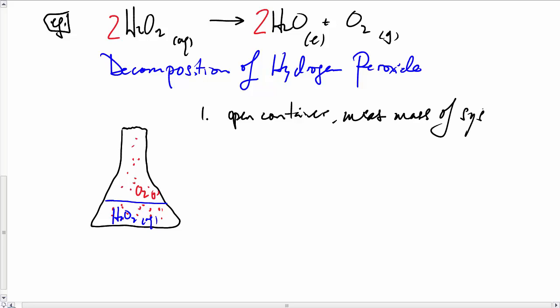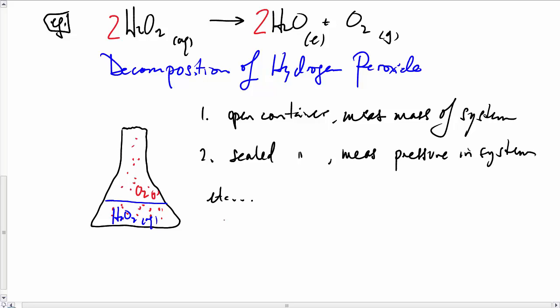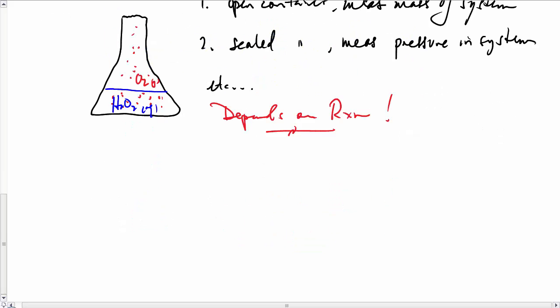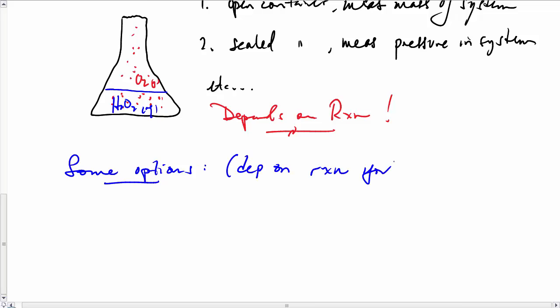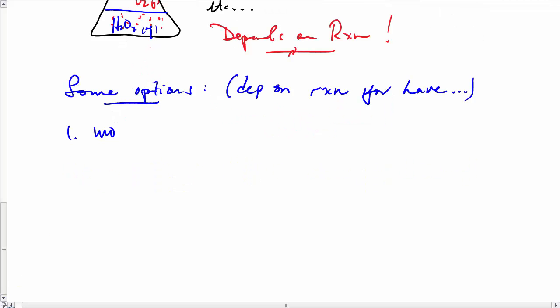If it's in an open container, you could measure the mass. Obviously, that would decrease as oxygen would leave the system. In a sealed container, perhaps you could measure the pressure, and so on. In every case, it depends on the reaction. If you want to measure a rate, you have to see the actual situation of the reaction you're looking at. So let's see some options.